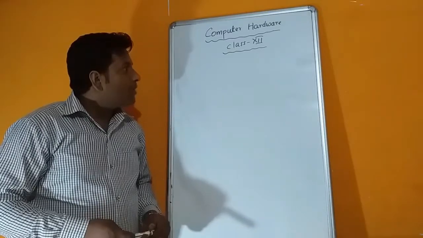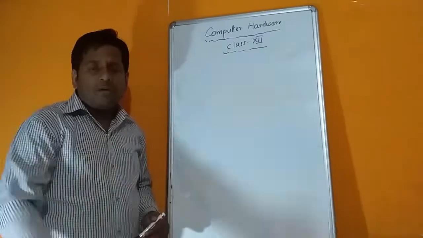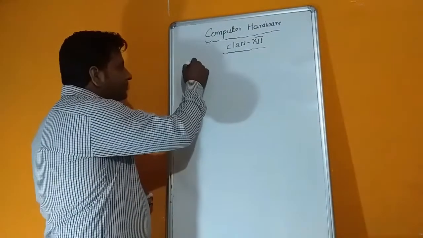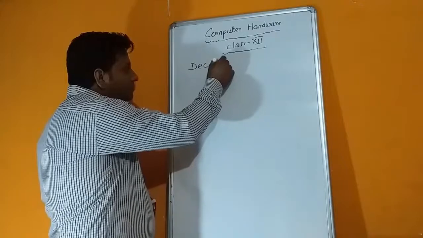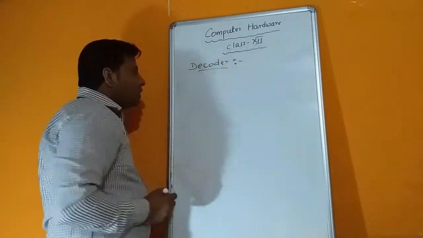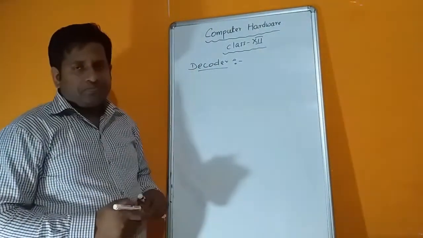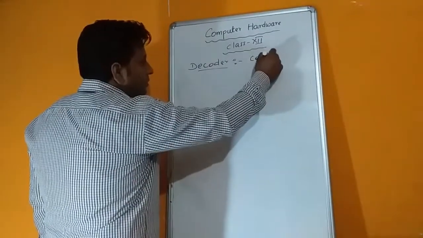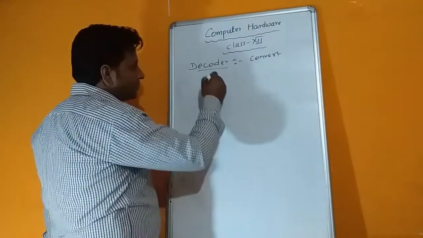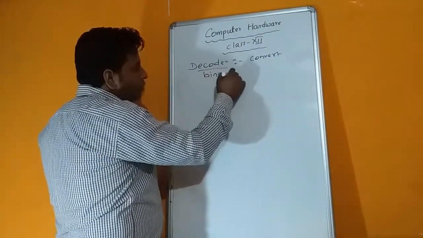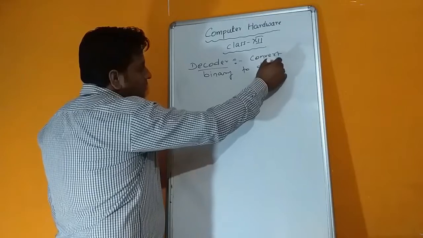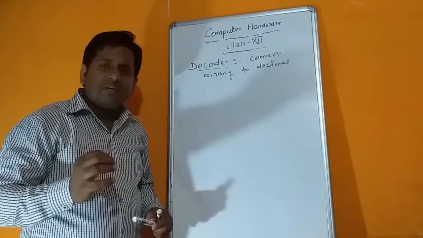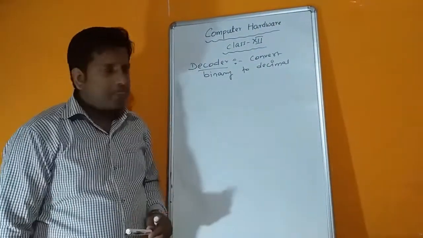So, see here, today we'll start the next application of logic gates, that is decoder. So first let me tell you what is decoder. Decoder is used to convert binary to decimal equivalent. It is used to convert binary signal to decimal equivalent.